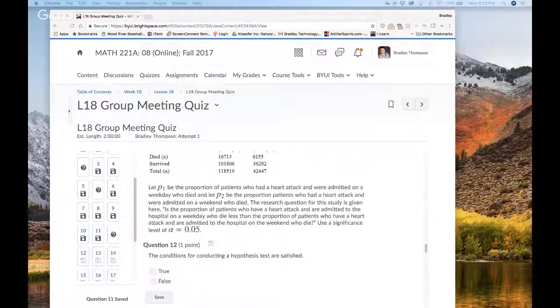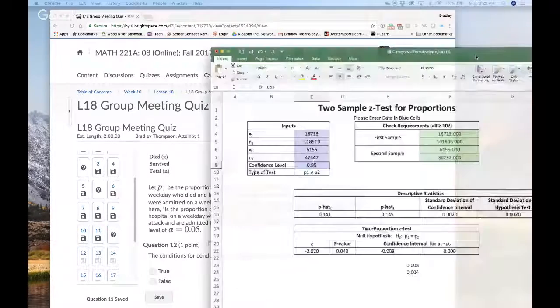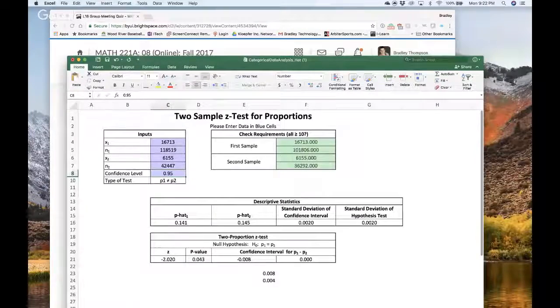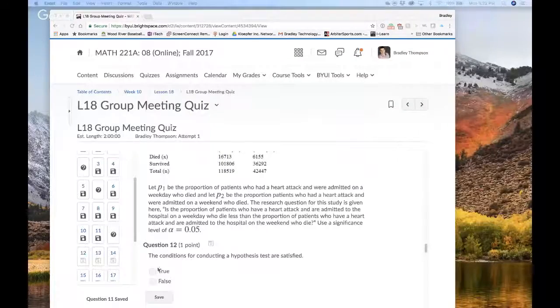The confidence has been true. Do you think those are over 10 right there? I think it's slightly over 10. Yeah, it's a smidge. I think that's true.